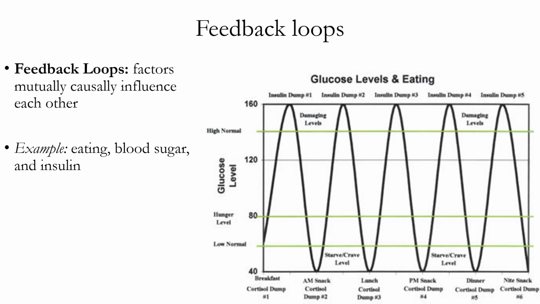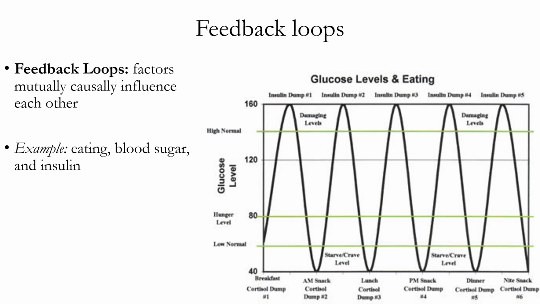Finally, there are feedback loops. This is when factors can mutually causally influence each other. An example is the relation between eating, blood sugar, and insulin. So if you are hungry and eating, this increases blood sugar. When blood sugar increases, your body secretes insulin. Insulin causes the cells of your body to absorb the sugar. This decreases the amount of sugar in the blood.